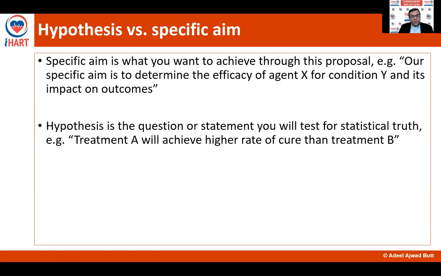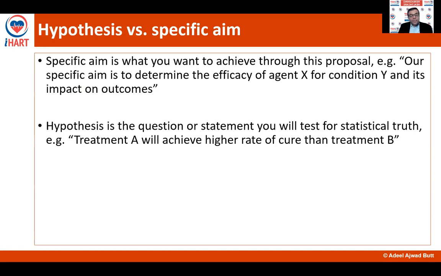What is the difference between a hypothesis and a specific aim? A specific aim is what you want to achieve through this proposal, and it is stated in slightly more general terms. For example, a specific aim could be, our specific aim is to determine the efficacy of agent X for condition Y and its impact on outcomes. Hypothesis, on the other hand, translates that into a statement or a question which you can test for statistical or mathematical truth.